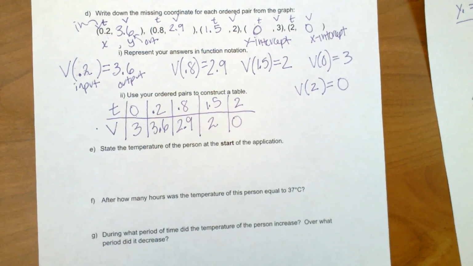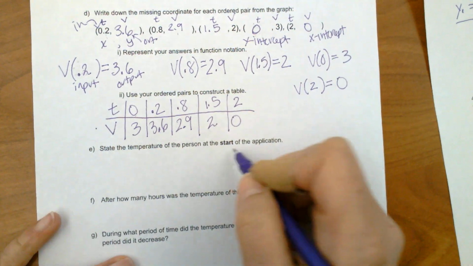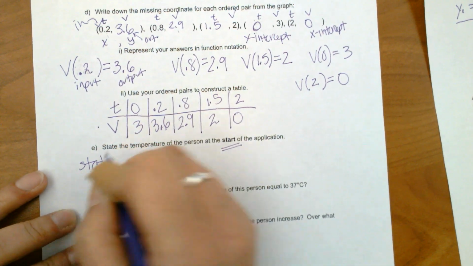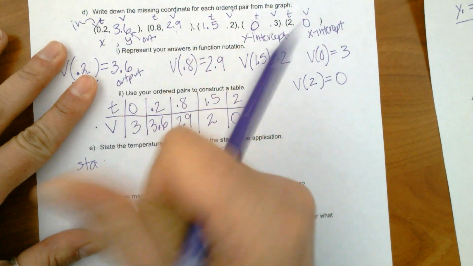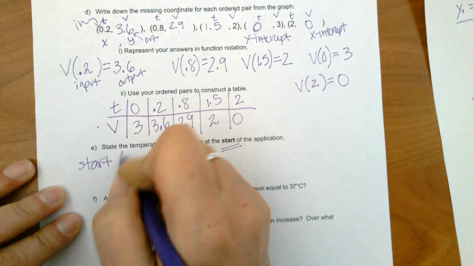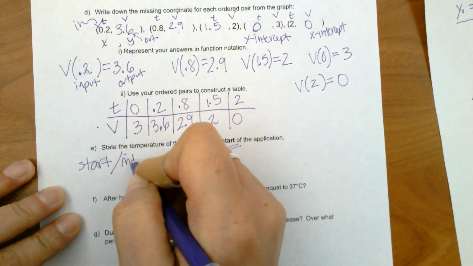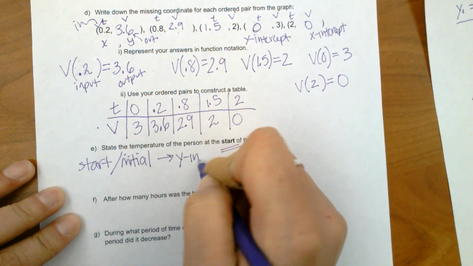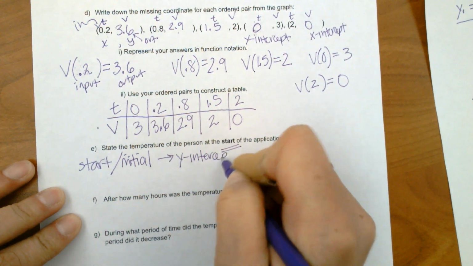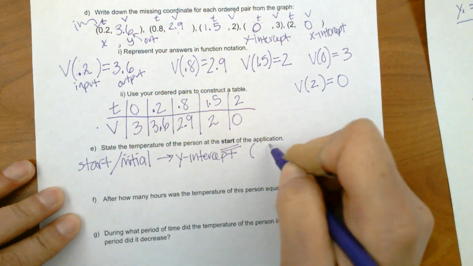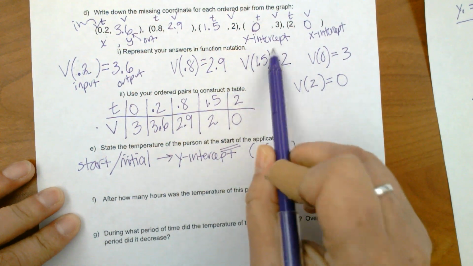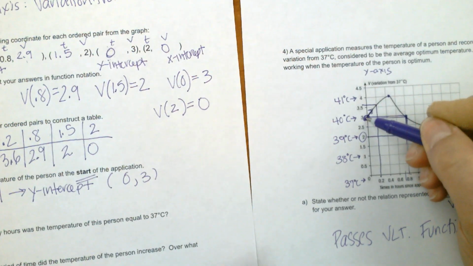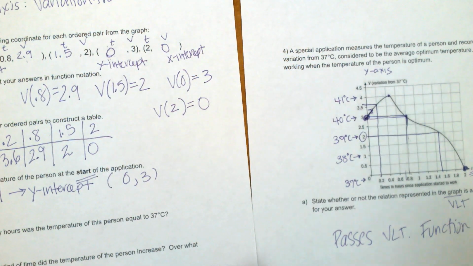State the temperature of the person at the start of the application. All right, here's a hint. Anytime they say start or initial, they are looking for the y-intercept. Our y-intercept was 3 as stated above. As you can see, here is the y-intercept. I've said before, here's where it starts.